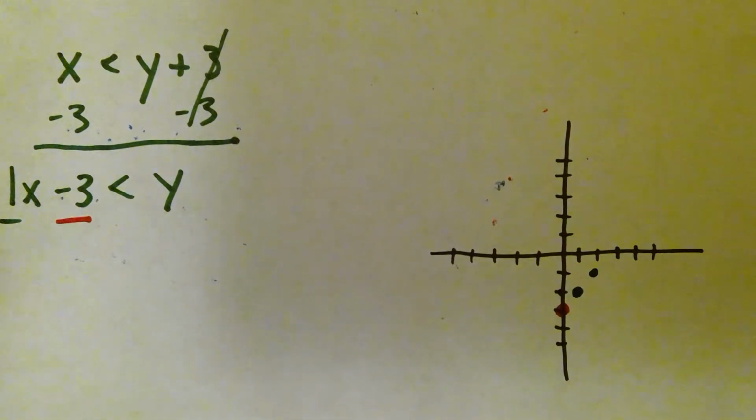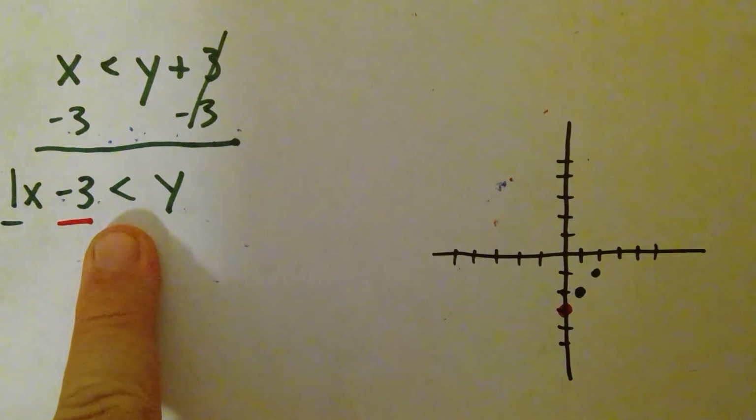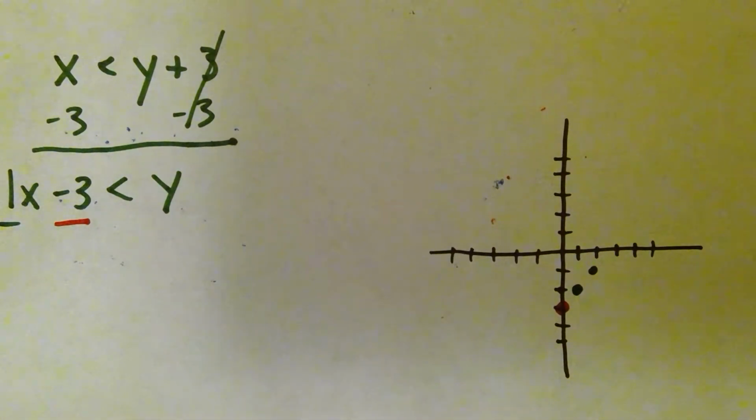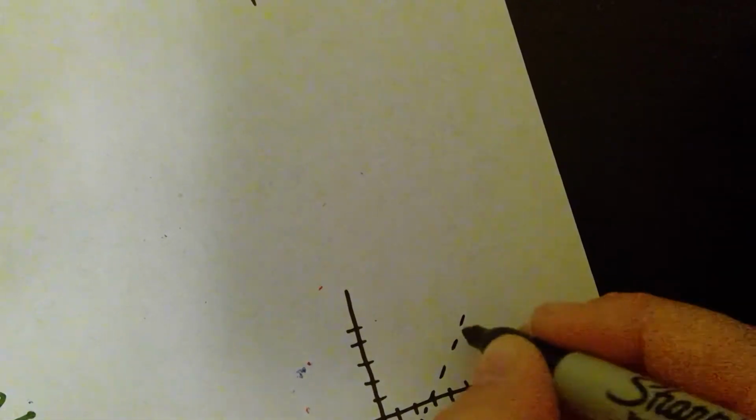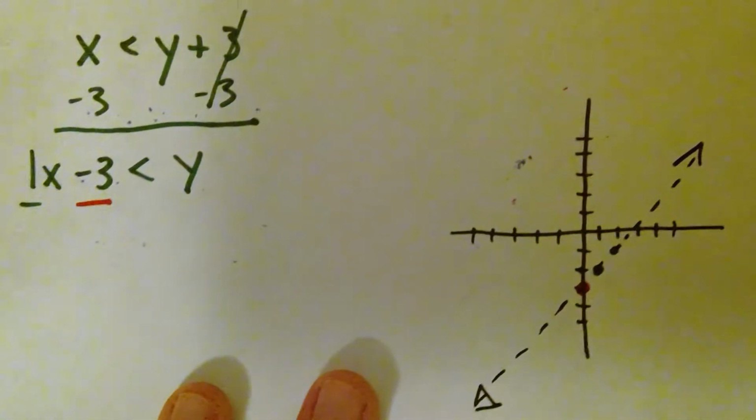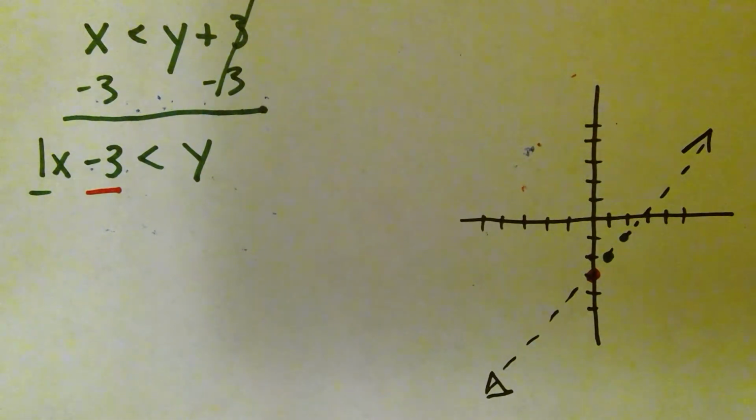Now, since we have a less than symbol, there's no equal to here, we have to make a dashed line. We've not made a dashed line yet, so let's make a dashed line. There we go. That just means that the solution cannot be on the line.